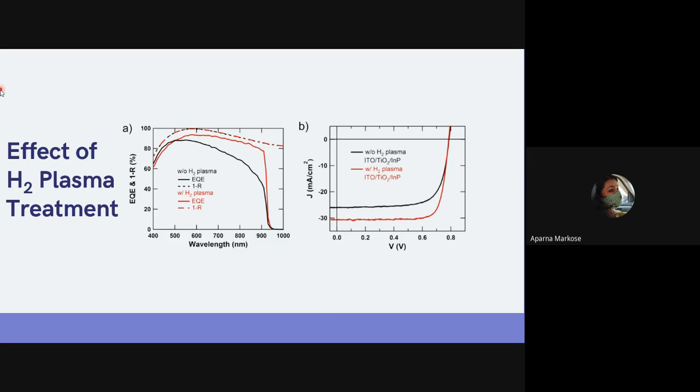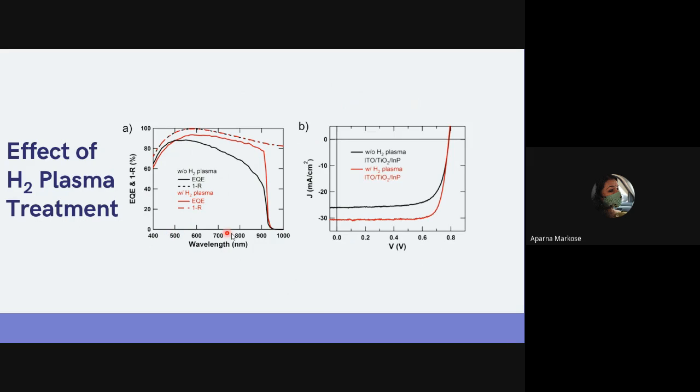And what is the effect of hydrogen plasma treatment? You can see this is quantum efficiency, and this black is without hydrogen plasma. When there is no hydrogen plasma, you can see the spectral response here. A spectral response means that at 400, you can see only 80 percent absorption and electron generation is happening, 80 percent only.